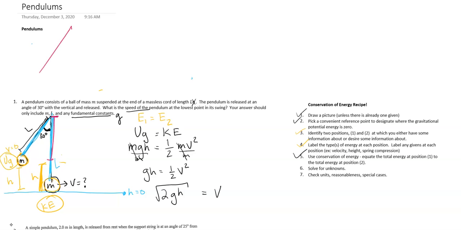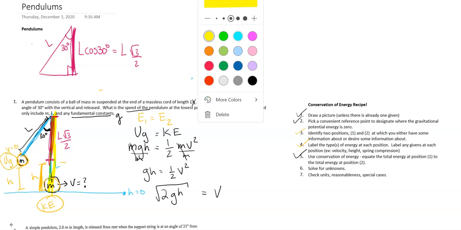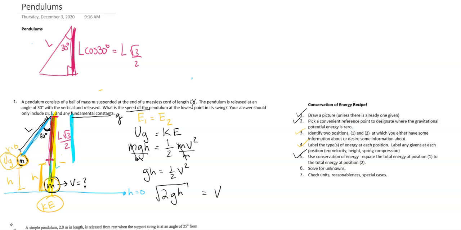If we set up a good old triangle, this is 30 degrees and this is L. We want to find this side right here, which is the same as this side right here. That's going to be L cosine of 30 degrees, and we know cosine of 30 degrees is root 3 over 2. So this is L root 3 over 2. We know this whole entire length is L, and this is L root 3 over 2, so a little bit less than L.